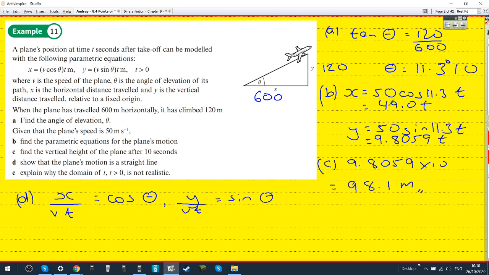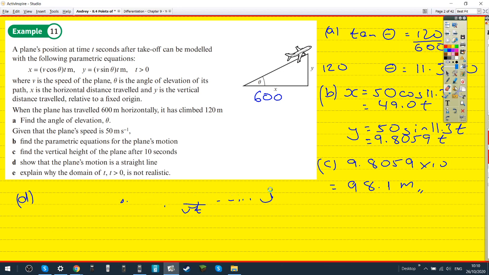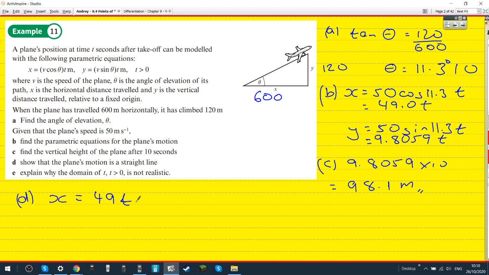So x is 49t, y is 9.81t. Okay, what is Cartesian equation then? If we did it that way, yeah. Sorry, it's simpler than that. So x is 49t, y is 9.81t, and we want to make one equation.